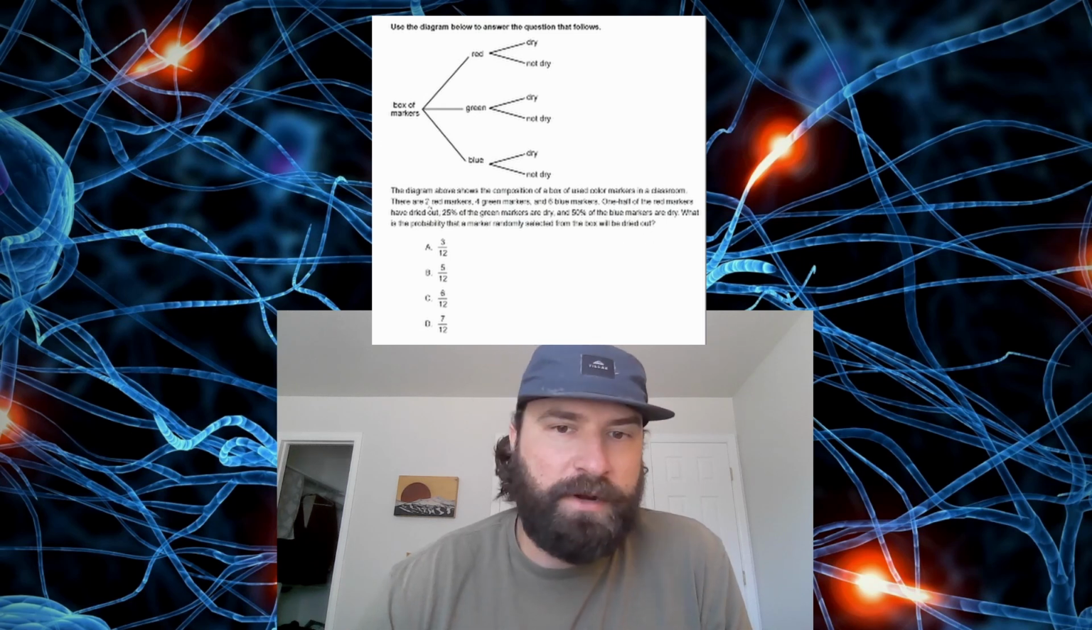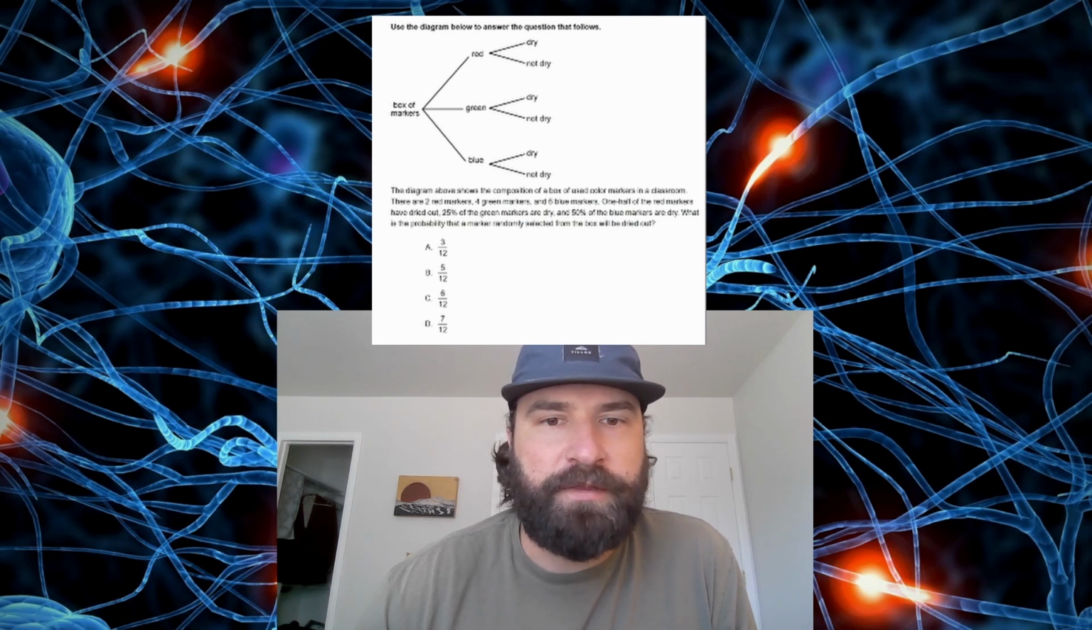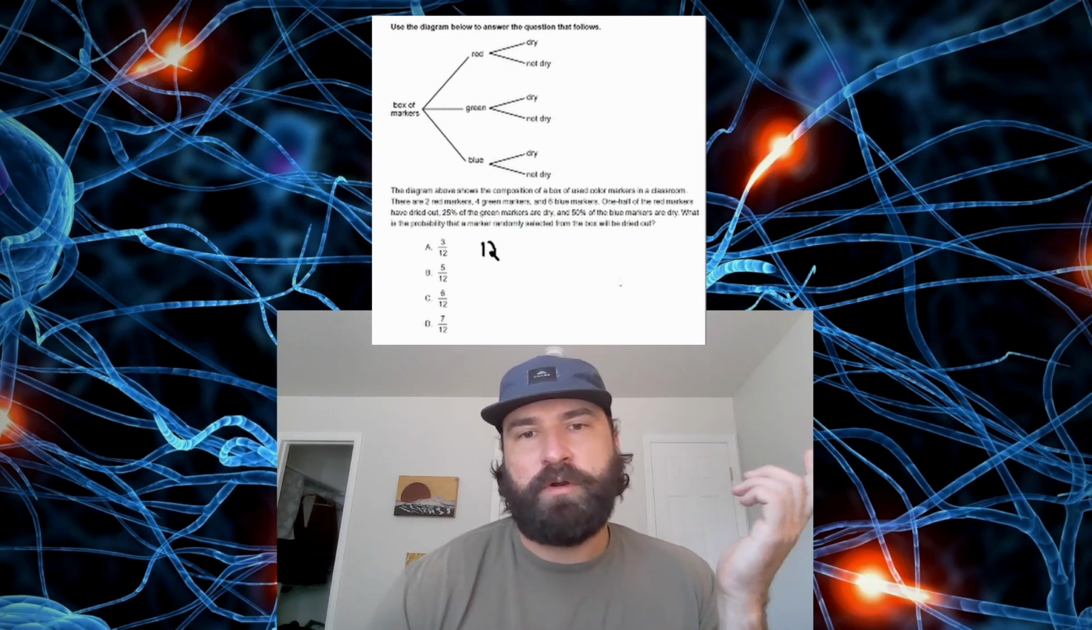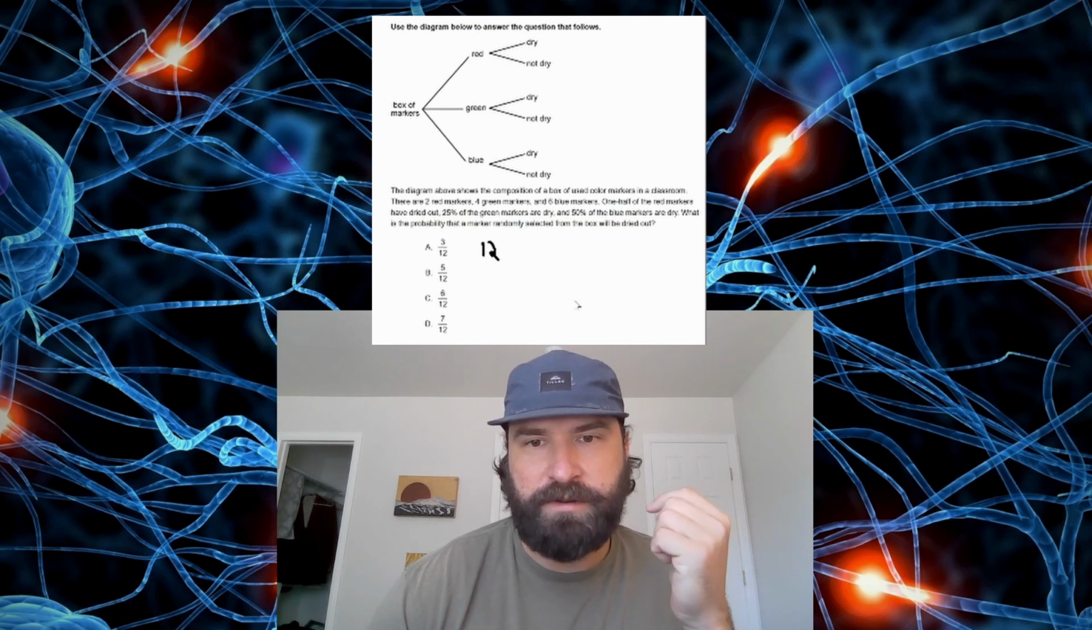Cool, so we can figure out how many total markers there are by just adding up the markers here. We have 2 red, 4 green, and 6 blue. If we add those 3 numbers together, we get 12 markers total. So we got 12 markers, and then we want to figure out how many of those are dry and make a fraction out of that.